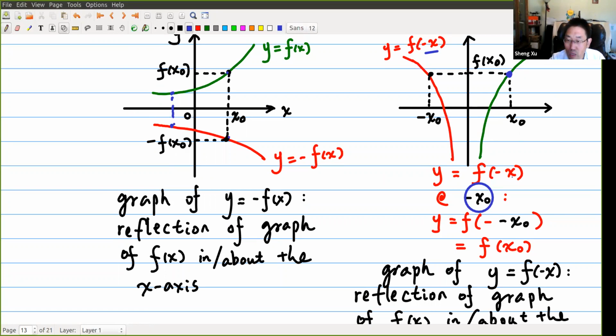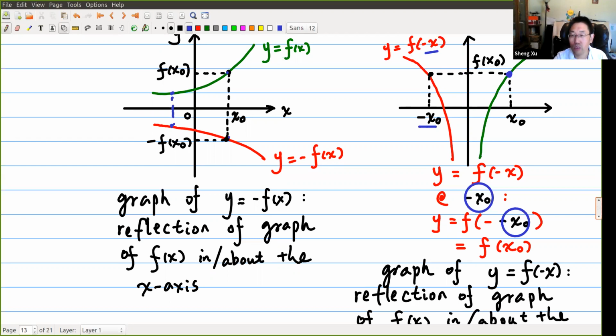So you say, okay, x is a placeholder, right? So this x is replaced by this negative x here, right? So it's negative negative x naught, which is a minus minus, a positive, so it's f of x naught. So what you realize is for this red function, at negative x naught, you get the same y value. So this point here corresponds to this left point here, which is symmetric about the y-axis. Similarly for all other points, because this is just an arbitrary point. So this red curve, the graph of the function y equals f of negative x, is the reflection of the graph of y equals f of x, this green curve, about what? About the y-axis. Make sense to you?